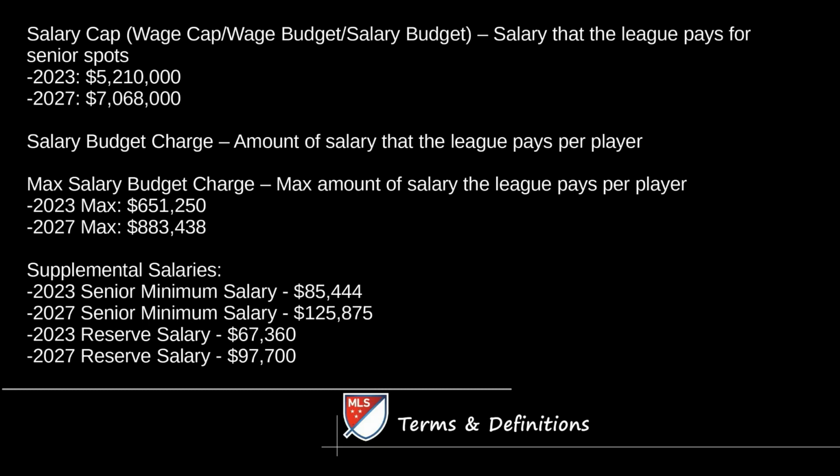Now, the salary cap is also known as the wage cap, the wage budget, or the salary budget. This is the salary that the league will pay for in its entirety, $5,210,000 for the year 2023. It covers your senior roster, which is your slots 1 to 20. It does not cover supplemental. It covers your senior spots. That's $5,210,000 once again for 2023.